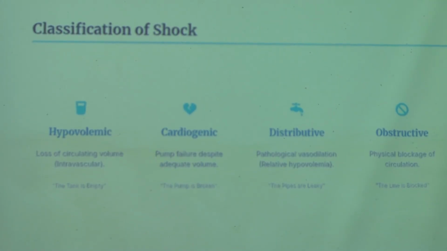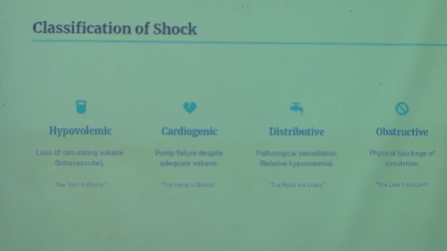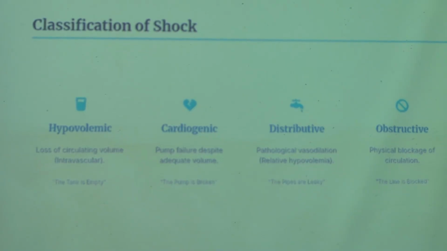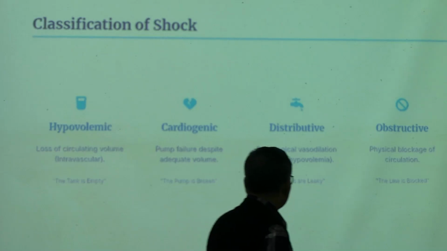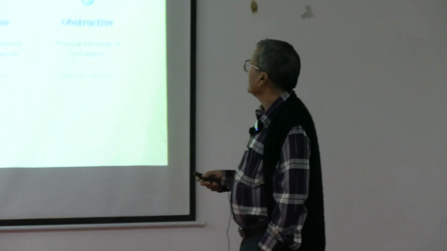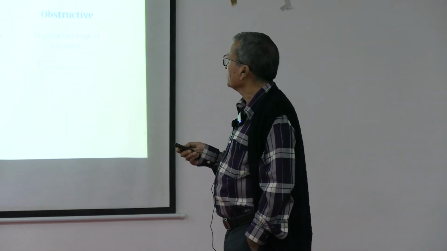Then the distributive, which is pathological vasodilation, then obstructive, which is physical blockage of the circulation. These are the classification of shock.